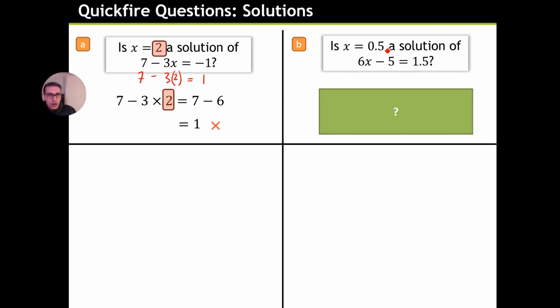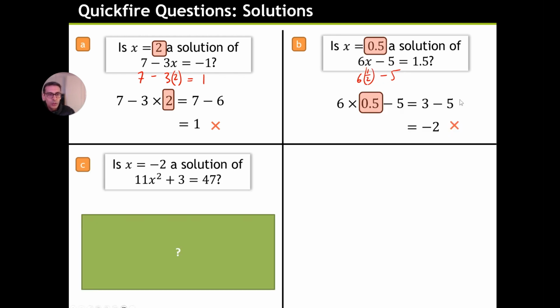Is x equals a half a solution to the following? So 6 times a half minus 5. So 6 times a half is 3. 3 take away 5 is going to be -2. So we can see that's also not a solution.